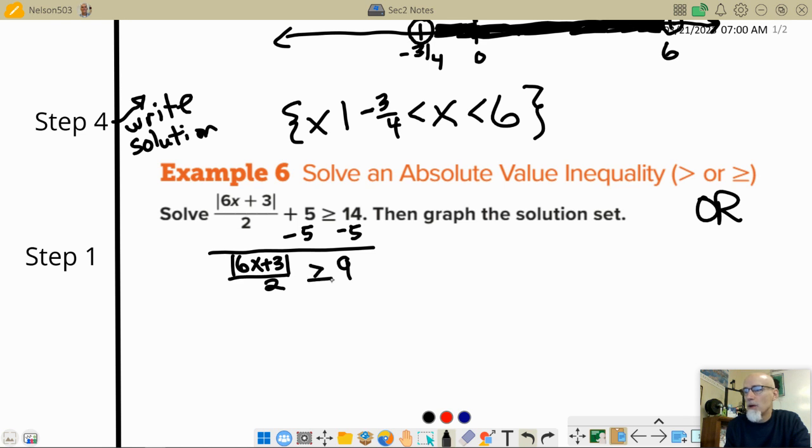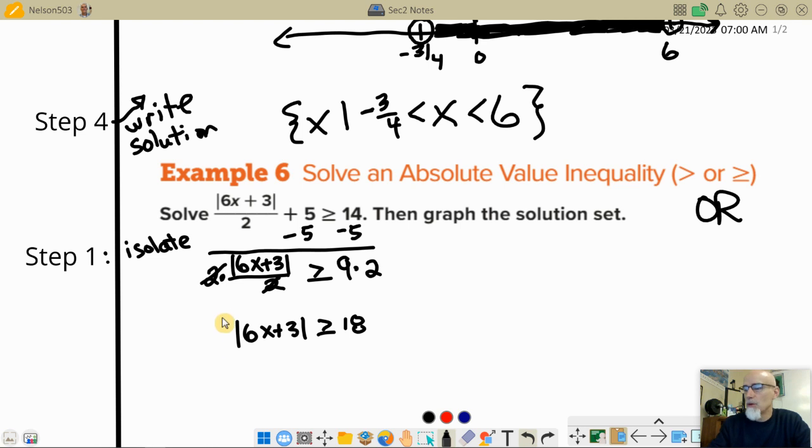So how do I undo divide by 2? I'm going to multiply by 2 on both sides. If I multiply this side by 2, I've got to multiply this side by 2. And 2 divided by 2 is going to give me 1. Sometimes people say those cancel, but I like to say they divide to 1. So I end up with the absolute value of 6x plus 3 is greater than or equal to 18. Okay, so check mark, I've isolated the absolute value sign.